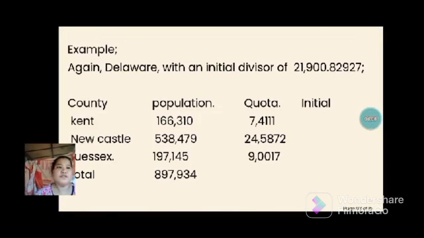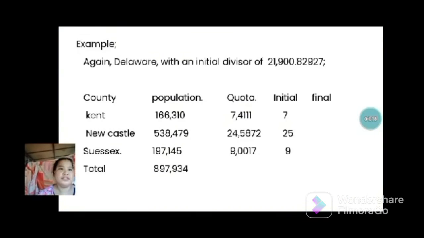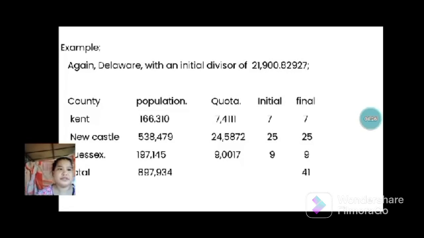24.5872 is above 5, so add 1, so 25. And 9.0017 stays 9. So these are the initial: 7, 25, and 9. To get the final, you just need to copy the initial. So here are the final: 7, 25, 9, 41.